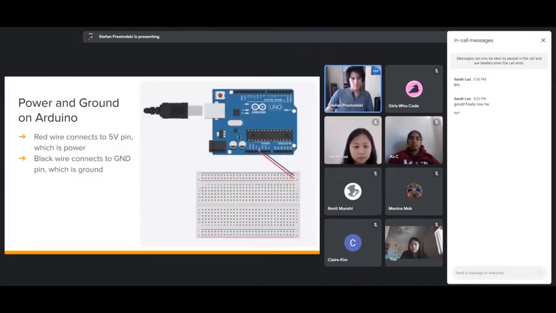And then here's the ground and power on an Arduino as an example. The red wire connects to a 5-volt pin, which is power. There's also a 3.3-volt pin for certain electronics that use 3.3 volts instead of 5 volts. Then the black wire here connects to ground, and there are a total of 3 ground pins. There's 2 next to the 5 volts, and there's one, from this perspective, at the top right next to pin 13.